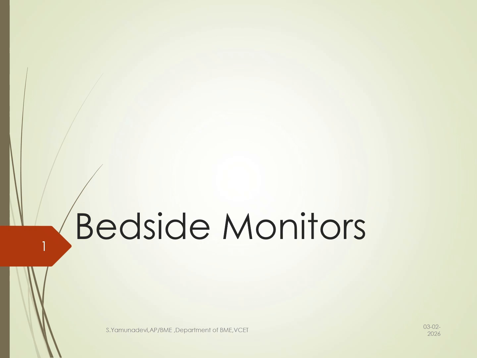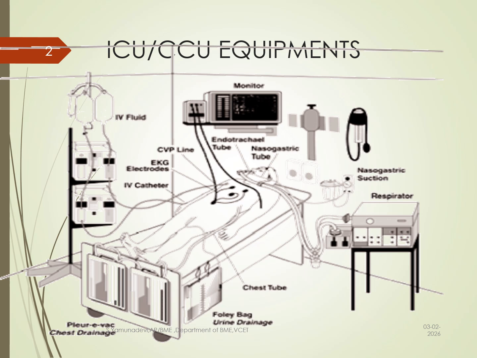Hello everyone. Today we are going to see about bedside monitors. These bedside monitors play a main role in intensive care and cardiac care units. In these care units, these monitors are used to measure the vital parameters when the patients are in emergency conditions. Parameters like SpO2, heart rate, respiratory rate, NIBP measurements and perfusion index, everything will be measured in the monitors.